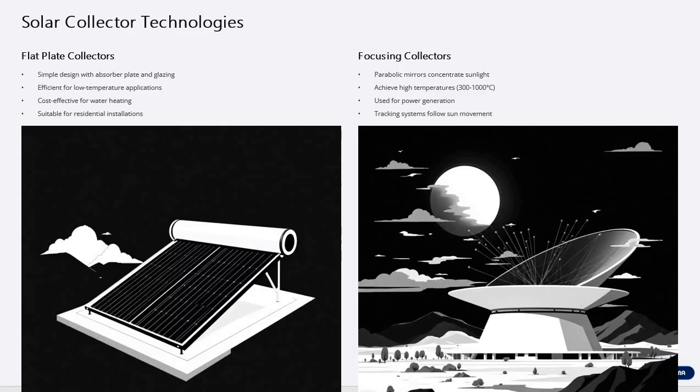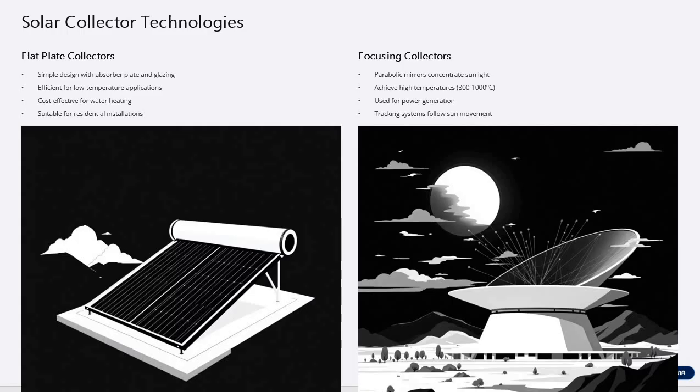Next, we discuss the different types of collectors: the flat type collector and the focusing collector. The flat type collector has a simple design with an absorber plate and glazing. It is preferred over focusing collectors because of its high efficiency at lower temperature applications. It is cost effective for water heating and suitable for residential installation.